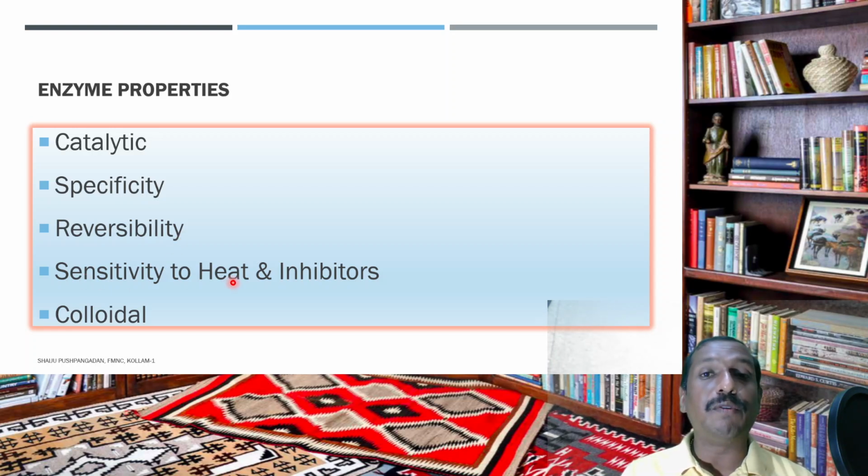Then enzymes are sensitive to heat. Enzymes are sensitive to temperature. That means the enzymes will work only at a specific temperature, and if the temperature is above or below that optimal level, the enzyme will not work. The specific temperature where the enzyme action is maximum is called the optimum temperature. When the temperature goes beyond or falls below that optimal level, the rate of enzyme action decreases, or sometimes there is literally no enzyme action at all.